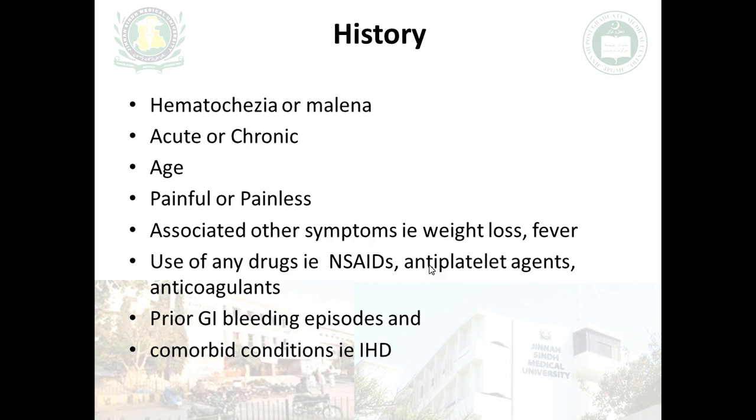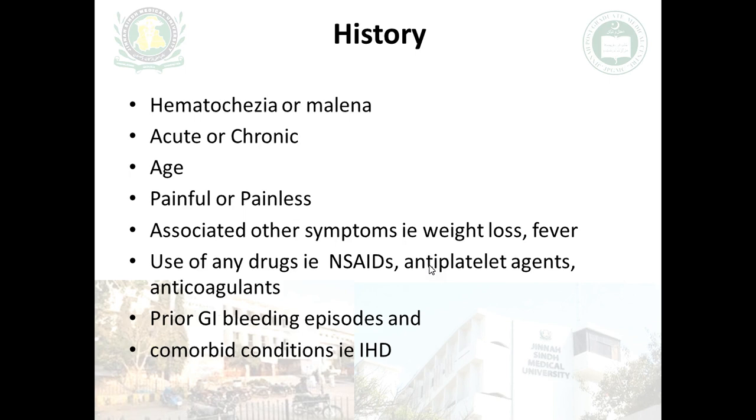So if you consider the history, what is supposed to be asked in a patient who comes to you with a lower GI bleed? The first important thing is to ask whether it is fresh or blackish in color. Most patients, 80%, present with hematochezia. Then the second thing is to ask whether it's chronic or acute. For how long has this been going on? Is it a first episode, or has it been going on for weeks, months or years?